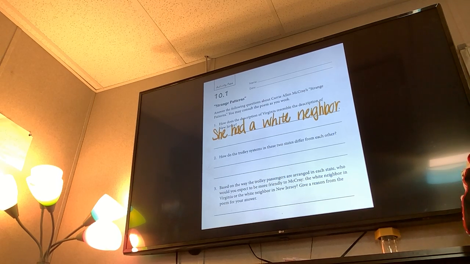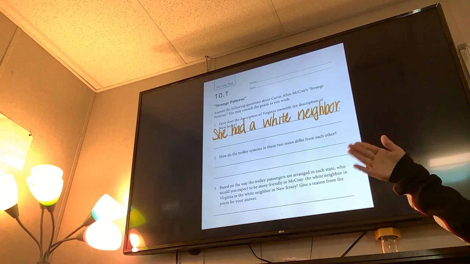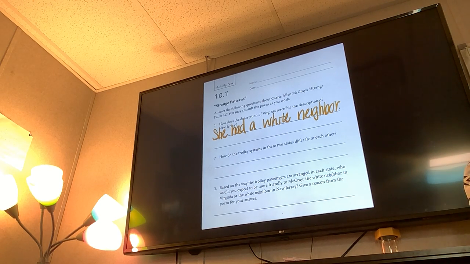So what time frame are we in? No, both of them are not white. If she said that she had a white neighbor, but she couldn't sit on the trolley car in one state, but she could sit on the trolley car in another state, what does that tell you? Think deep. Think deep.